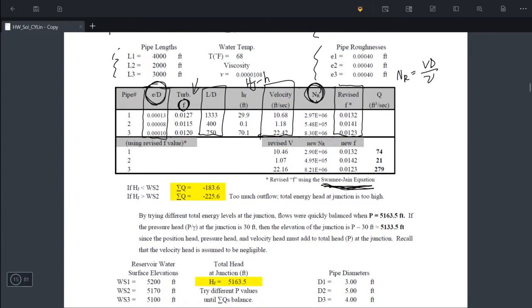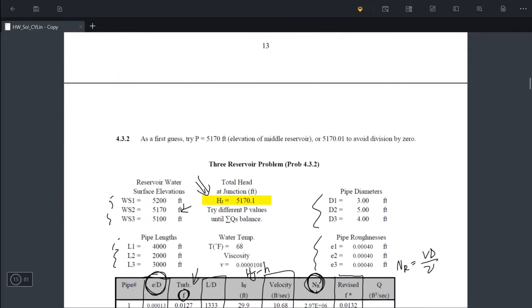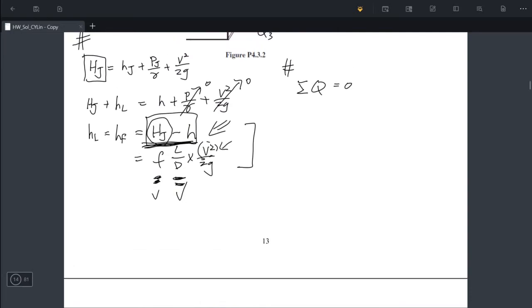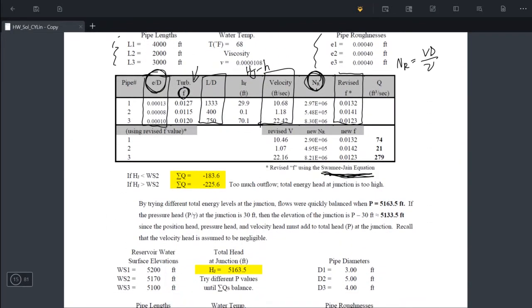And after you find the new factor F, we can plug this revised factor F into this equation again, and we will get a new velocity. Then we can calculate the new Reynolds number and identify the new factor again. And if these two factors are really close to each other, then we say the value has converged, and we accept the velocity that we calculate here.